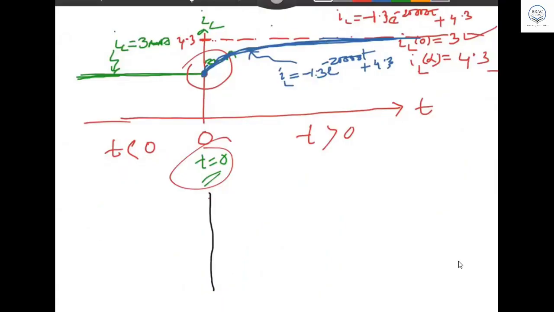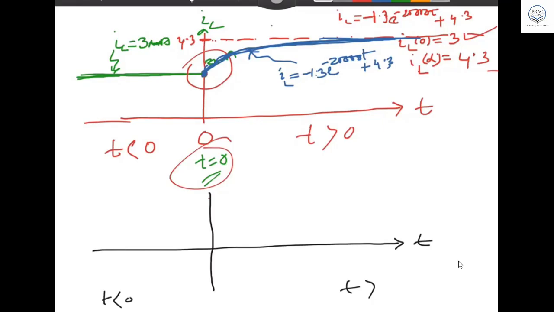So you go for t less than 0 and t more than 0. For t less than 0, you have to answer in your exam what will be the VL. So you calculate the VL from here. If IL is 3 milliampere, what is the equation for VL? VL equal to L di by dt.